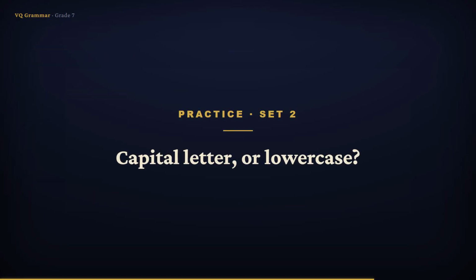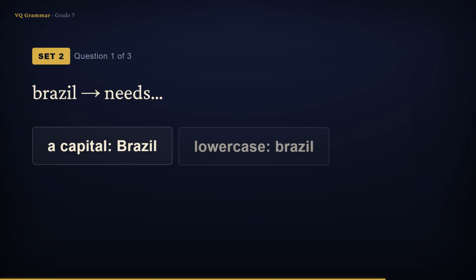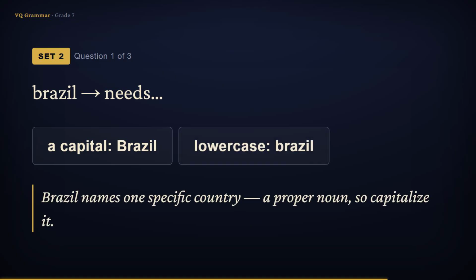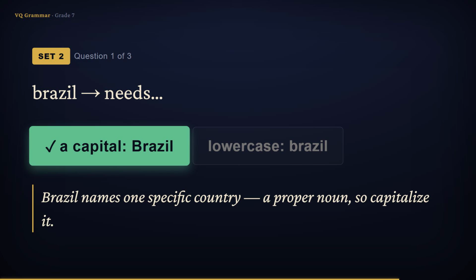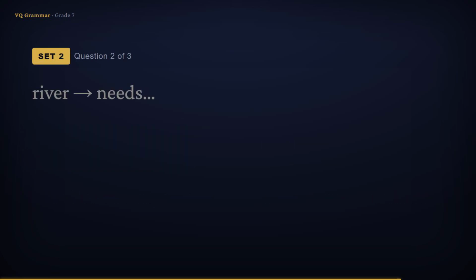In this second set, decide how each noun should be written, with a capital letter because it's proper, or lowercase because it's common. Pause and choose before I answer. Brazil. This is the name of one specific country, which makes it a proper noun. Proper nouns always begin with a capital letter, so it must be written Brazil. So the answer is a capital letter.